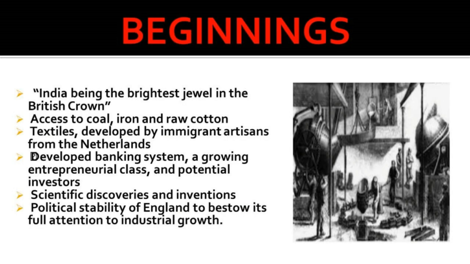Beginnings. The Industrial Revolution began in England first because it had certain external factors. They were: England had abundant resources and possessed colonies, with India being the brightest jewel in the British crown, giving access to coal, iron and raw cotton from the colonies. England possessed the required infrastructure for textiles developed by immigrant artisans from the Netherlands. England had a developed banking system, a growing entrepreneurial class and potential investors. Encouragement of the Royal Society of England for scientific discoveries and inventions. Political stability of England to bestow its full attention on industrial growth.